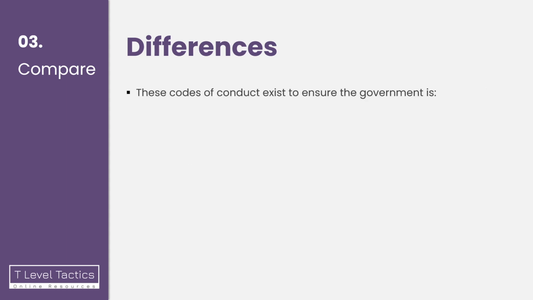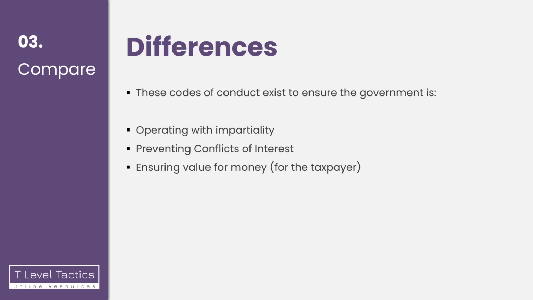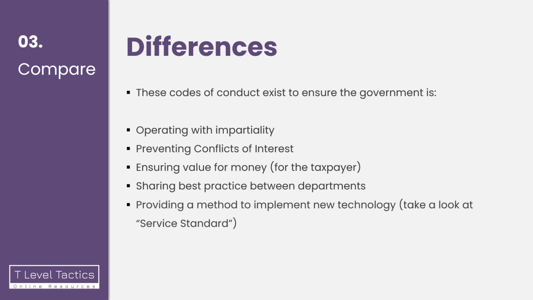So these codes of conduct exist to ensure the government is operating with impartiality, preventing conflicts of interest, ensuring value for money for the taxpayer, is sharing best practice between departments, and is providing a method to implement new technology. For more about that, take a look at the service standards section of that technology guidelines that we've looked at.